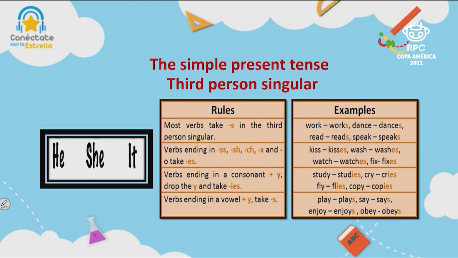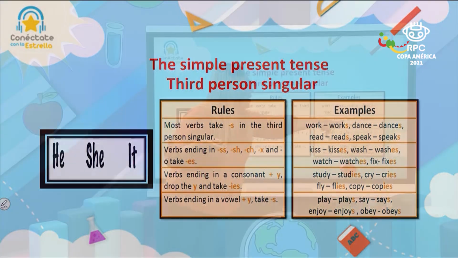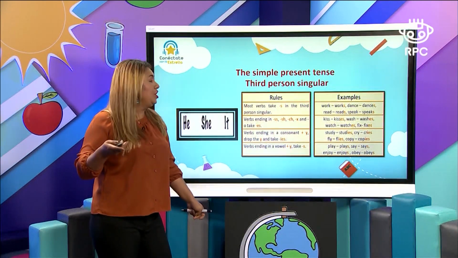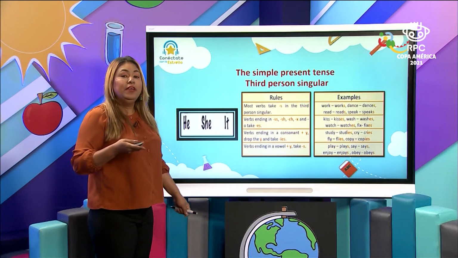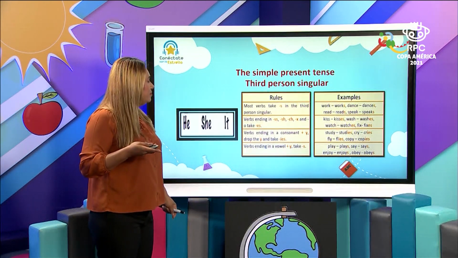Verbs ending in double S, SH, CH, and X, you have to add ES at the end. For example, the verb kiss, ending in double S, you have to say kisses. Wash, ending in SH, you say washes. Watch, watches. And fix, fixes.